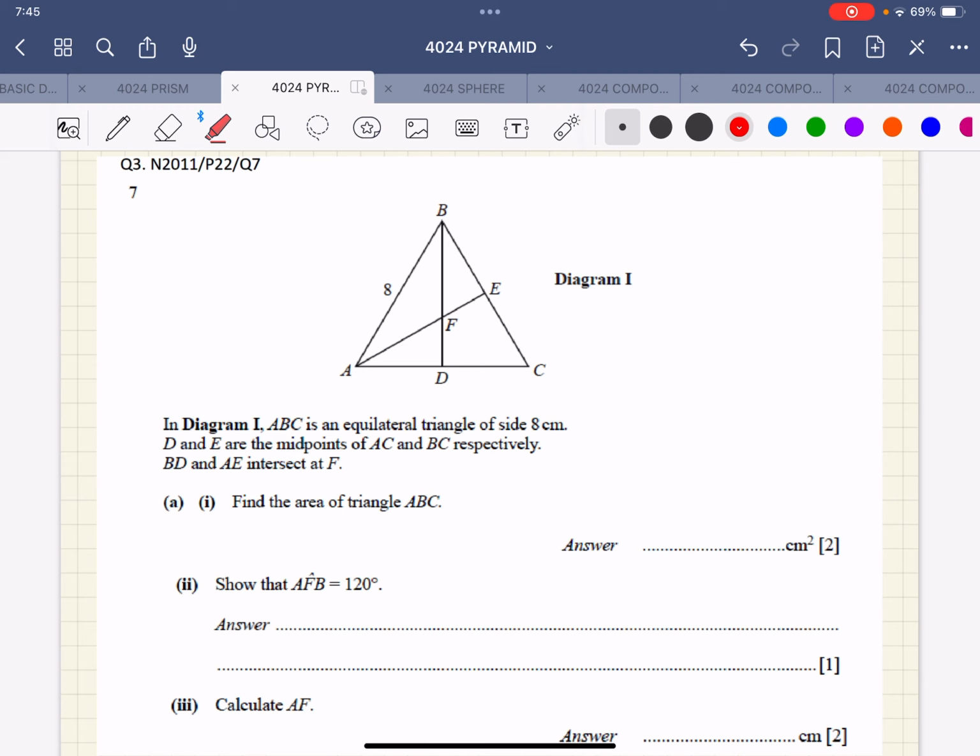Now, first of all, let me just highlight the 3 sides over here. This is 1, 2, and 3.